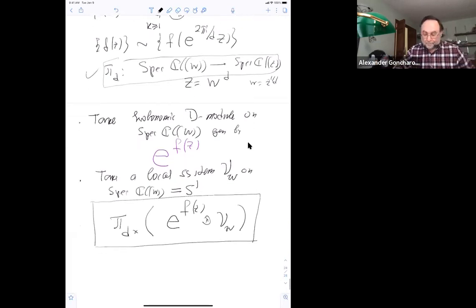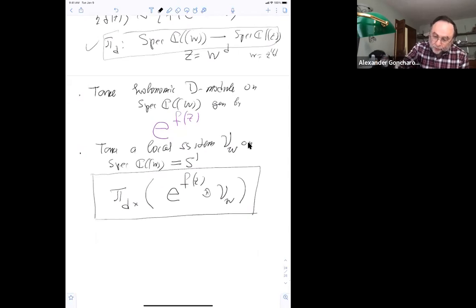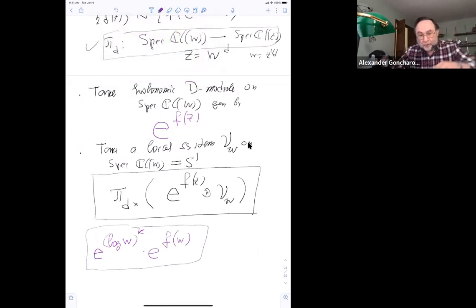So in simple terms, it means the following: if you want to write down just one equation, all you do is consider something like exponent of logarithm W raised to some power K multiplied by exponent of this Puiseux series. And you want to consider functions like that. You can take any linear combination, of course, of these logarithms. And so all functions like that are the supply of functions which you consider.